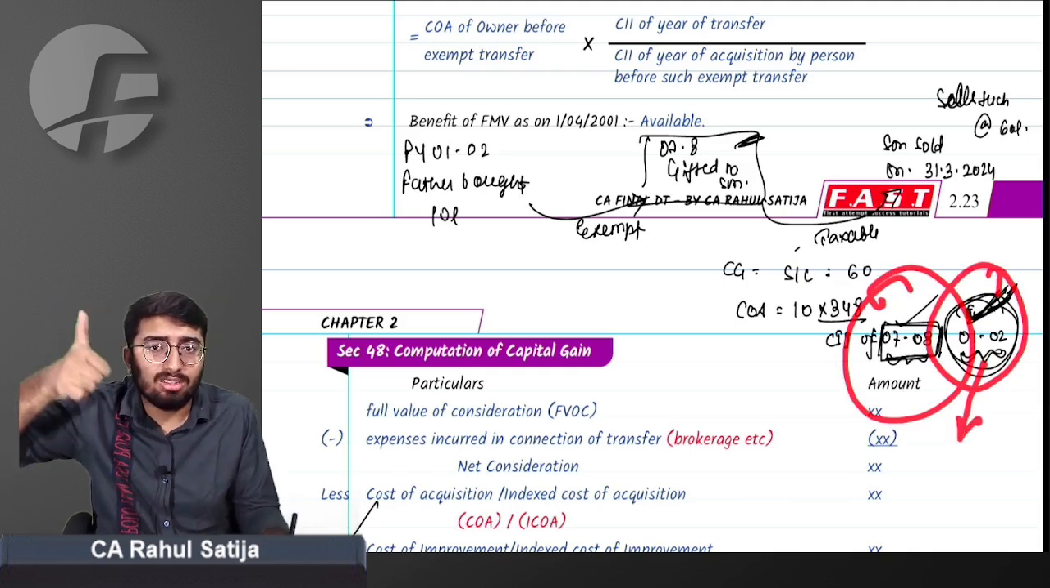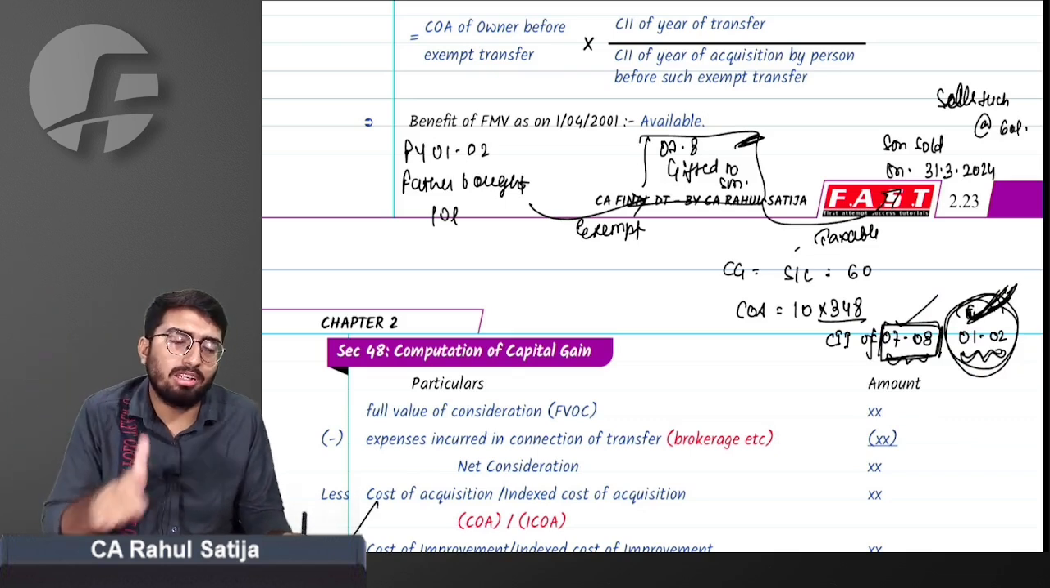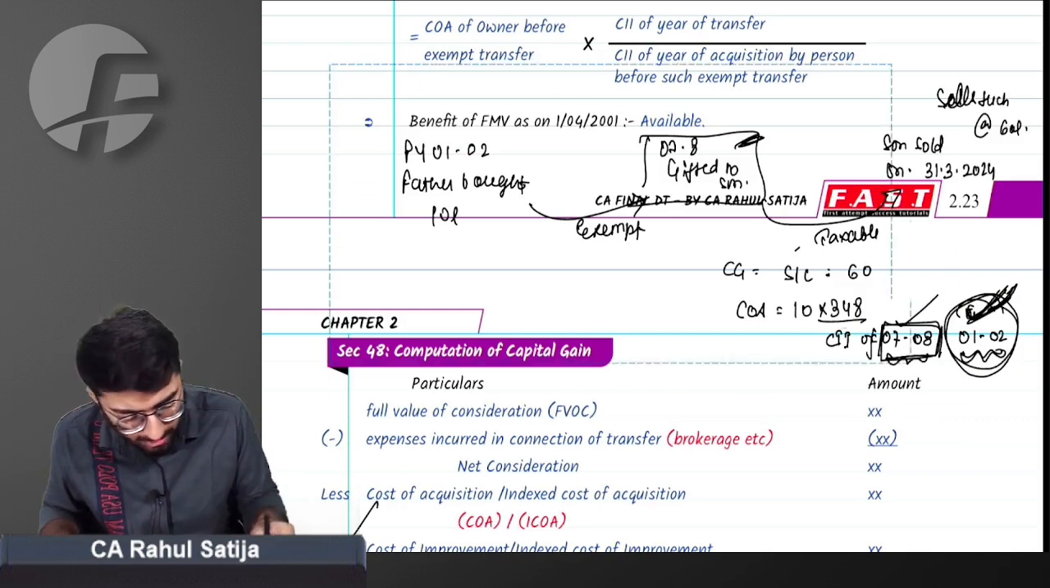Remember this thing, that in case of indexation, it will be considered from the previous owner, not from the immediate owner. From the previous owner, indexation will be considered. At this point, this was all I had to tell.